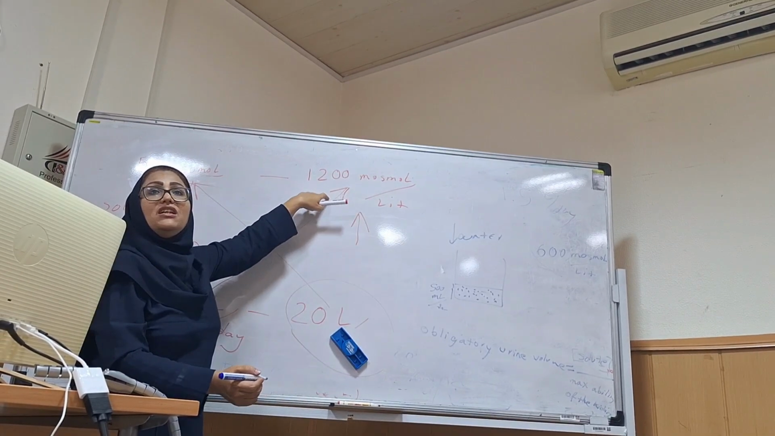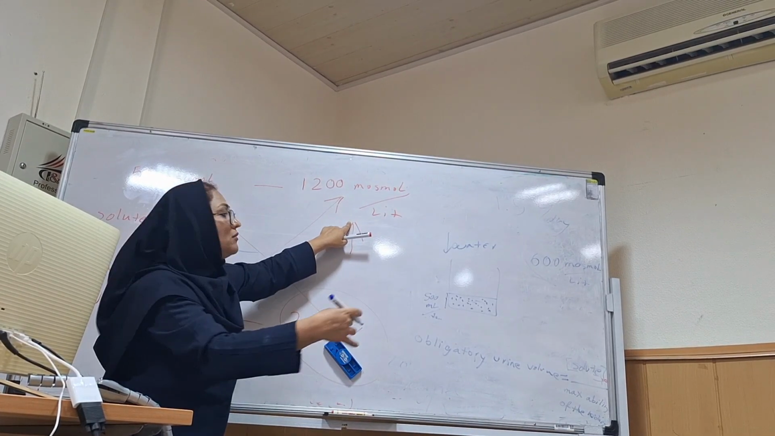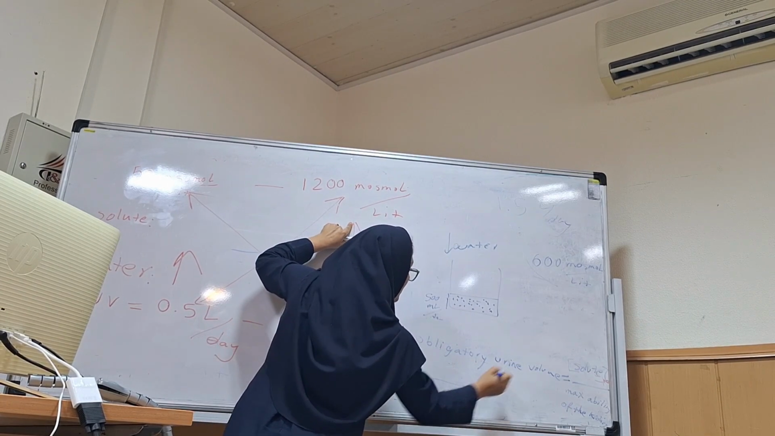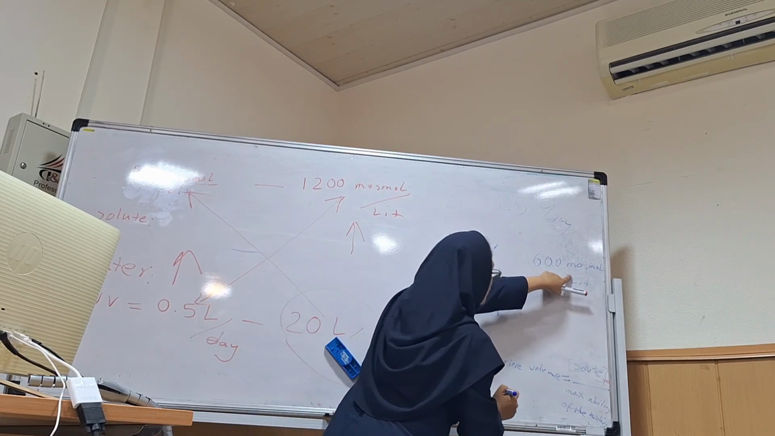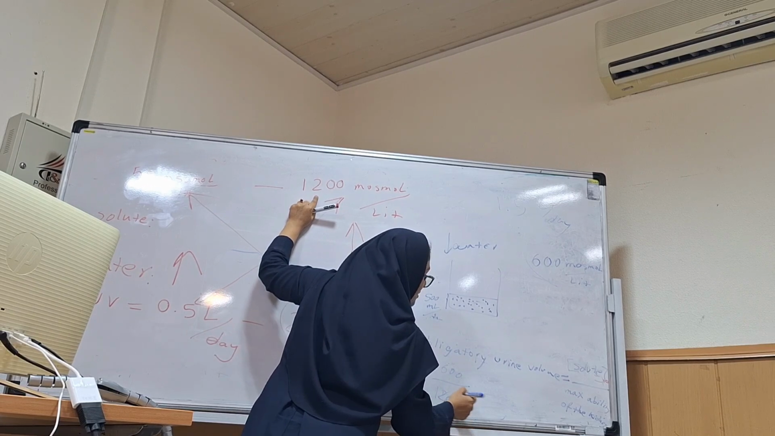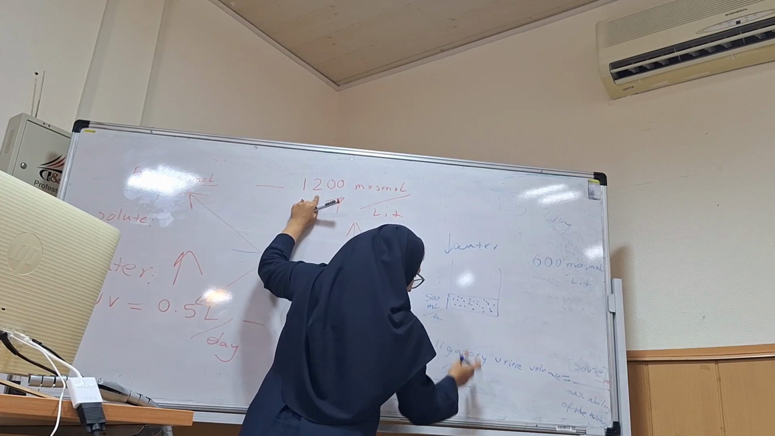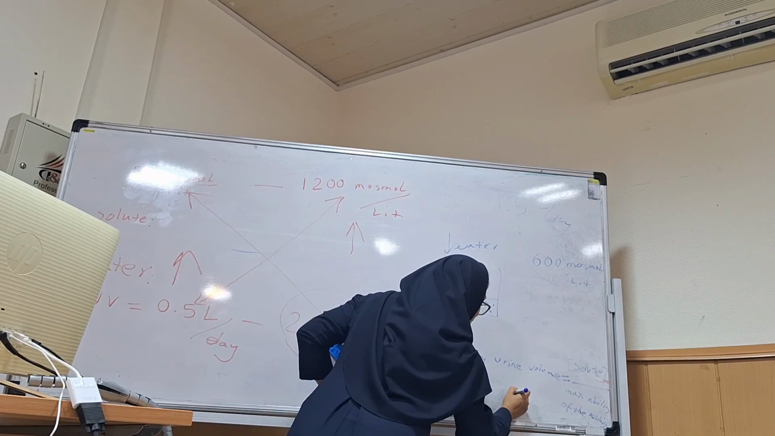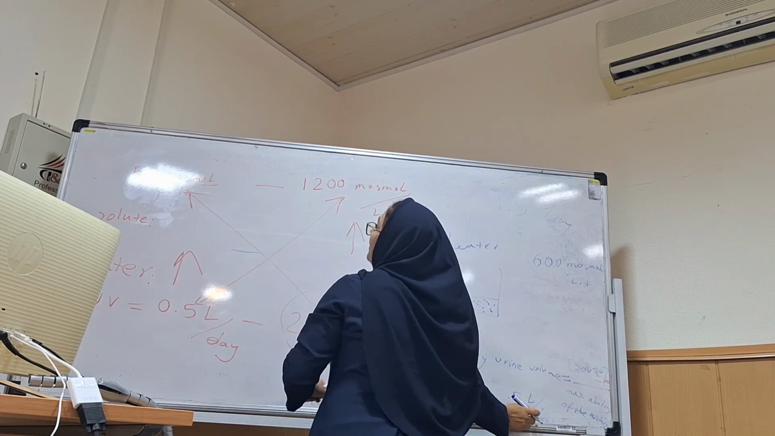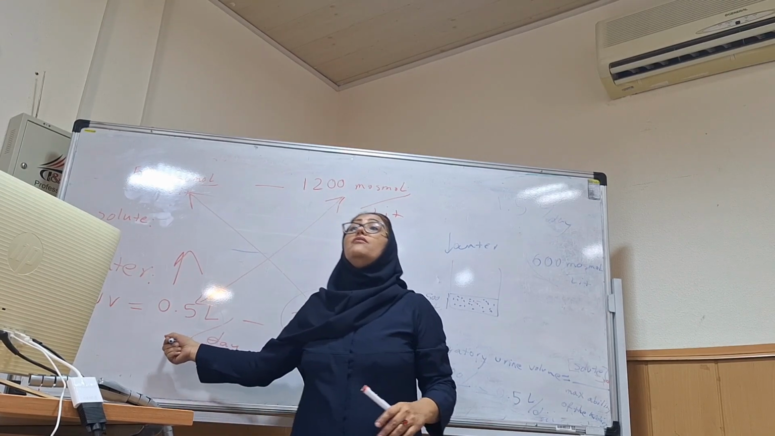The maximum ability of the kidneys to concentrate urine is 1,200 milliosmol per liter. So obligatory urine volume will be 600 milliosmol divided by 1,200 milliosmol per liter. The units are omitted together and it will be half a liter, 0.5 liter per day. It is called obligatory urine volume.